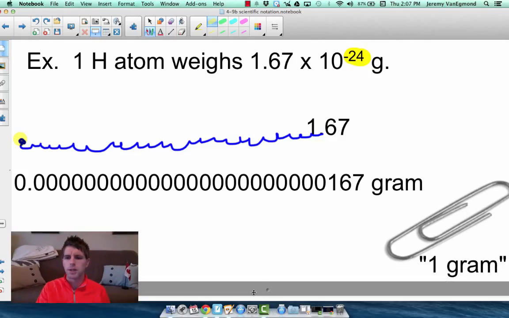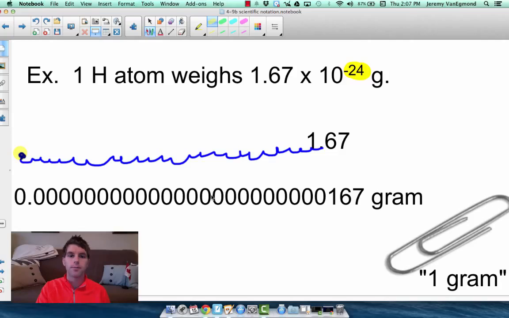Just to put this in perspective, a paper clip weighs 1 gram. So think about how much less a hydrogen atom weighs then. Pretty cool. All right. So that's a very, very small number. And of course, numbers in scientific notation are used to represent values that are very, very big, or in this case, very, very small.